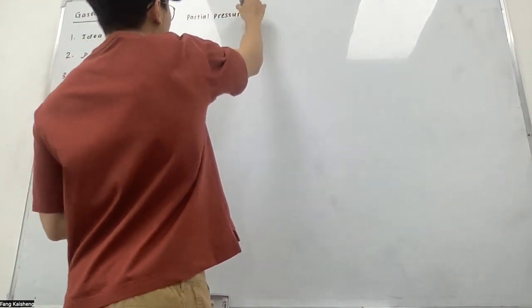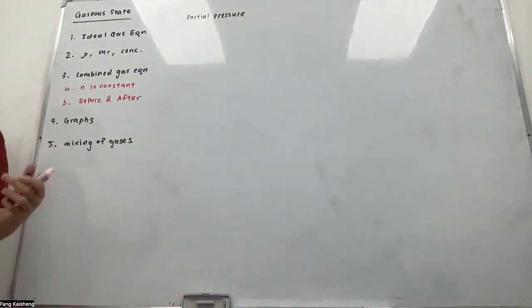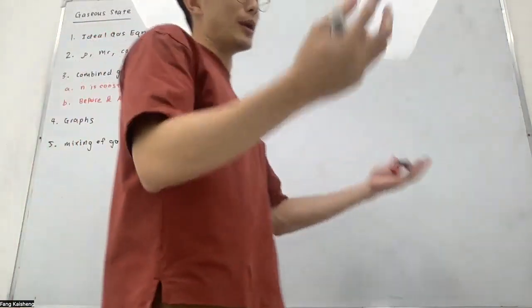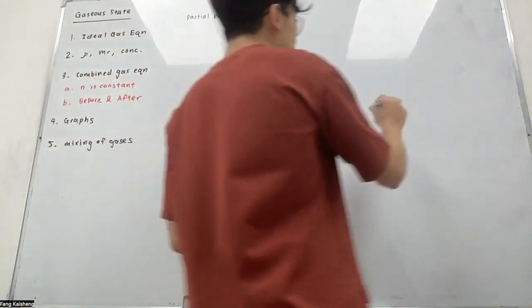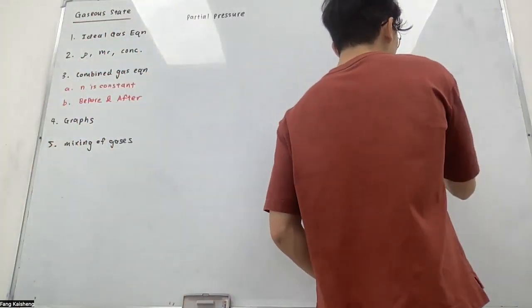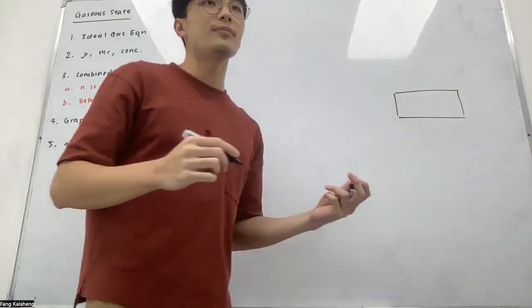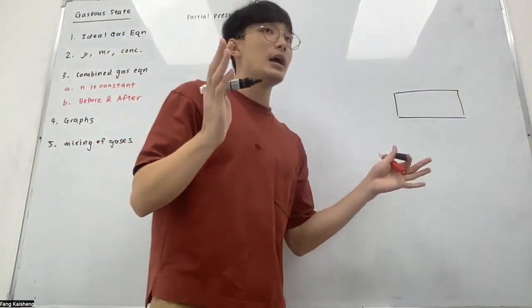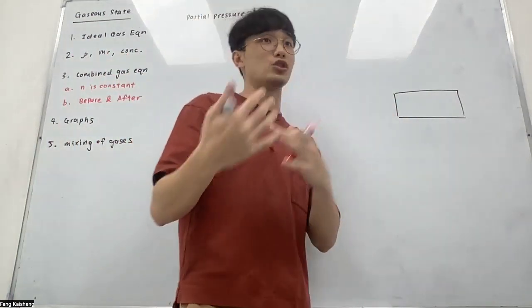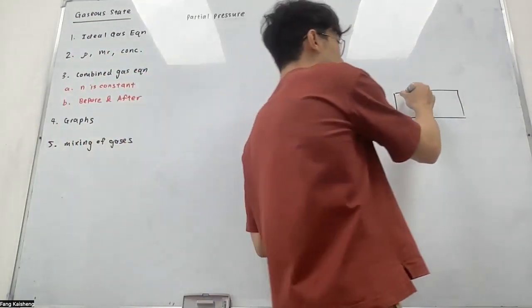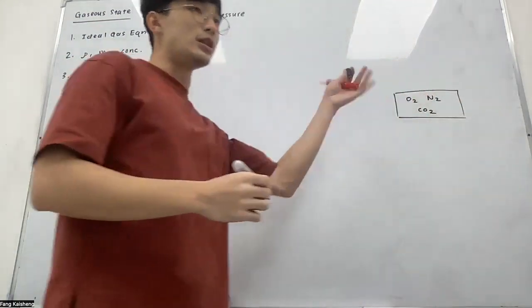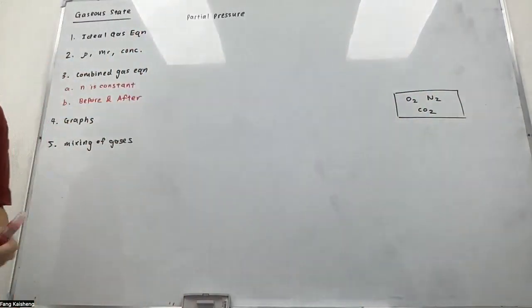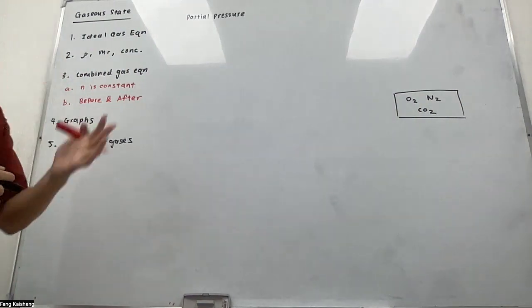What is the meaning of partial pressure? You know the pressure of a balloon, the pressure of a container, all right? But what's the partial pressure? Let me introduce a scenario. We have a container. Let's just say this container is full of air. But is air only made out of oxygen? No, air is made out of, let's say, oxygen, nitrogen, and some carbon dioxide. Assuming there's only these gases in the container, how do we find the pressure of the container?